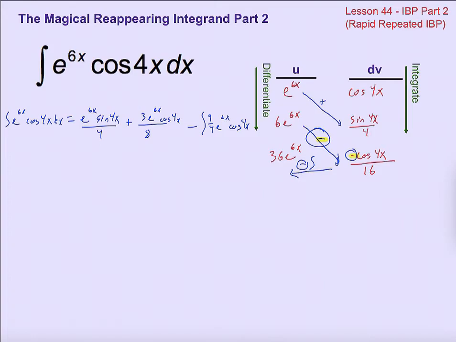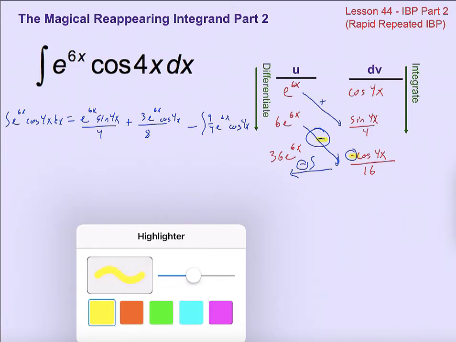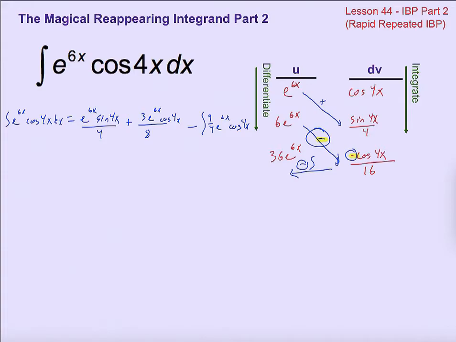And here is where we have the magical reappearing integrand. E to the 6x cosine of 4x and e to the 6x cosine of 4x. They're in both places. Sorry, I need my dx here. And so what I can do is add, just like we saw in the last problem, add this. And I might as well pull the 9/4 out because we can always pull a coefficient out. It makes it a little easier to think about. To both sides.